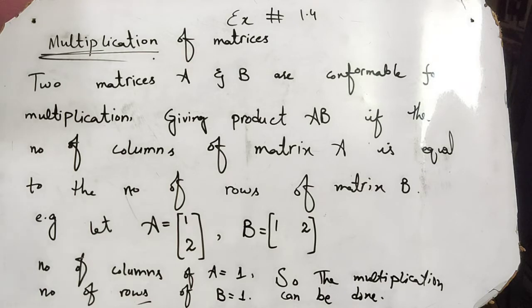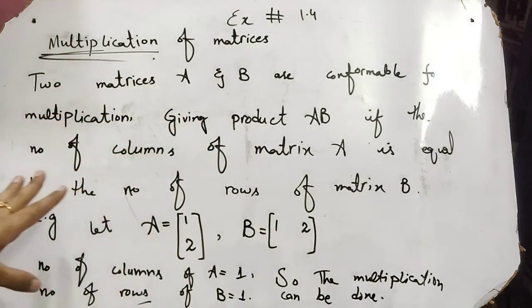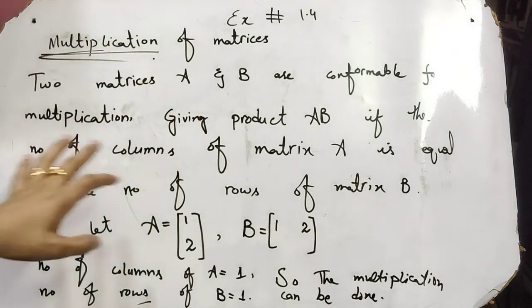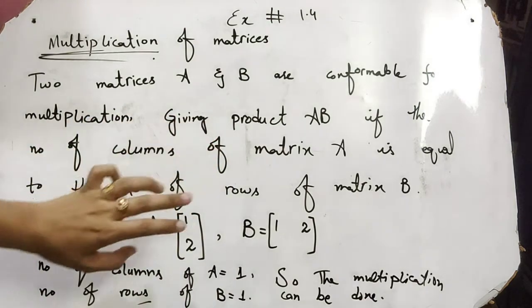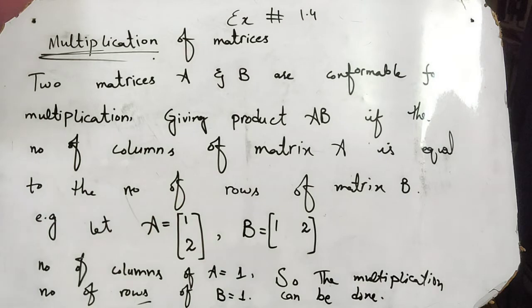What does it mean? We take any two matrices to check whether these two matrices are conformable for multiplication or not. First of all, we check the number of columns of the first matrix, which we say A, and the number of rows of the second matrix, which we say B. If the number of columns of matrix A is equal to the number of rows of matrix B, then we can say that A and B are conformable for multiplication. Otherwise multiplication cannot be done.